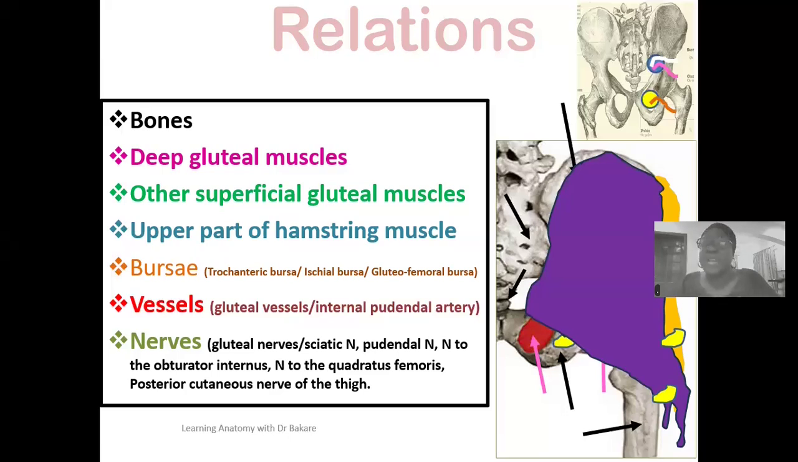We also have the pudendal nerve, the nerve to the obturator internus, the nerve to the quadratus femoris, and also the posterior cutaneous nerve of the thigh. These nerves also emerge from the sacral plexus, and they also need to run their course so as to be able to access the different structures that they will be providing innervations for. And through this course, they are also seen to be related to the gluteus maximus. So you can see that the gluteus maximus is related to a number of structures as we have highlighted using this slide. And I hope that this is understandable.